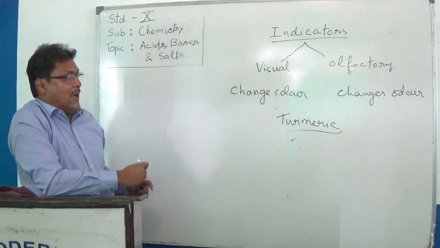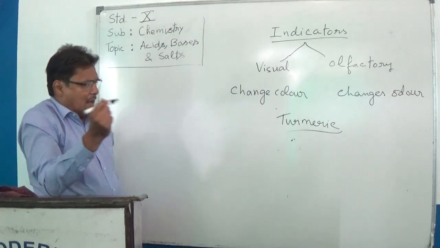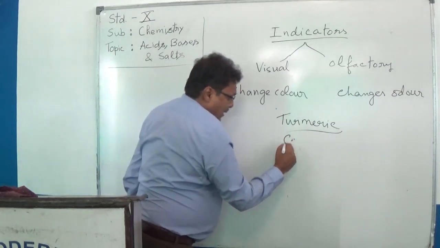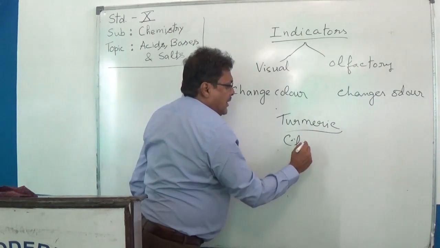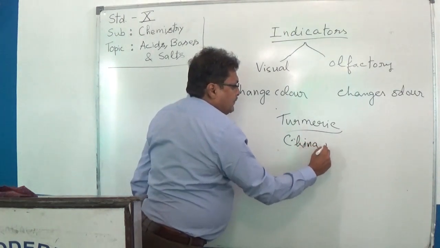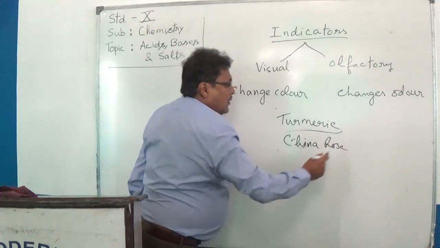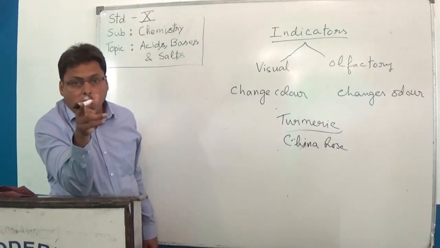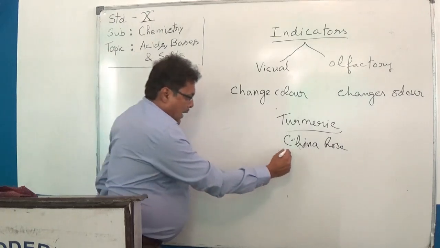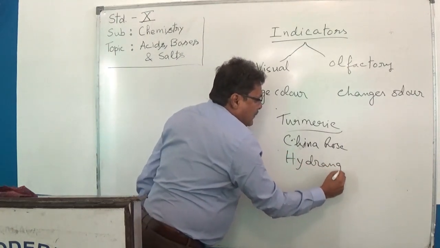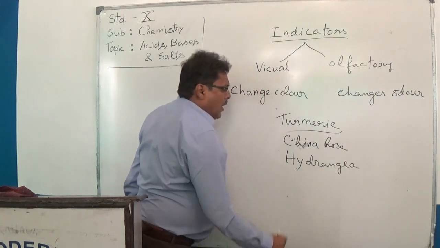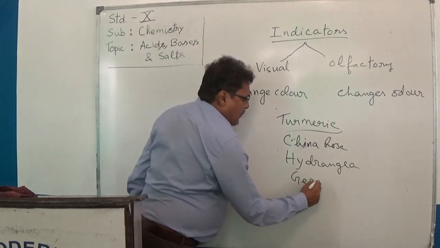It only shows base. And other such natural indicators are the colorful petals of, say, China rose, Gurhal, hydrangea, geranium.